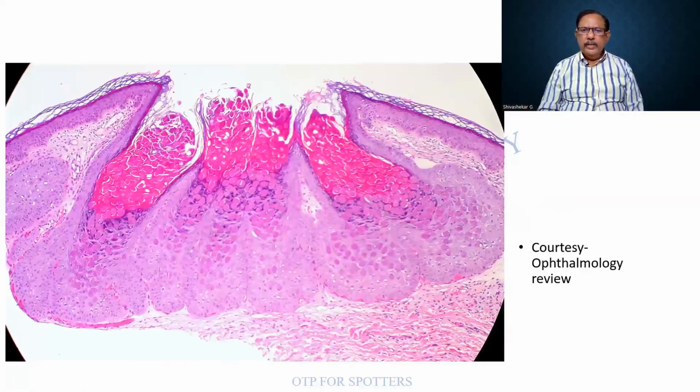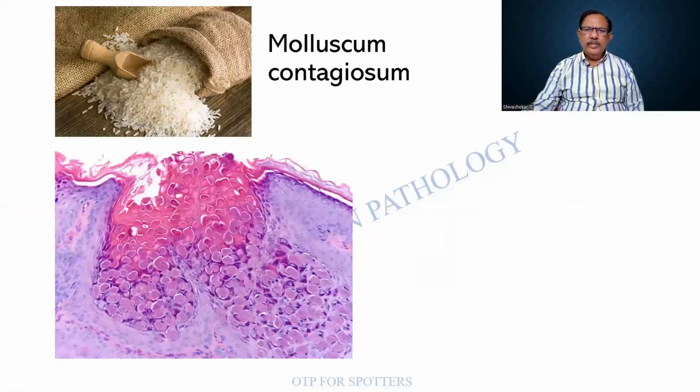The next one, courtesy ophthalmology review. This is a skin. I am able to find the epidermis, and this is the dermis lower down. But then the epidermis is showing some kind of a pattern, and there are also multiple cup-like depressions I can make out. In the superficial region of this lesion, I am able to see dark eosinophilic or pink structures. The diagnosis is molluscum contagiosum.